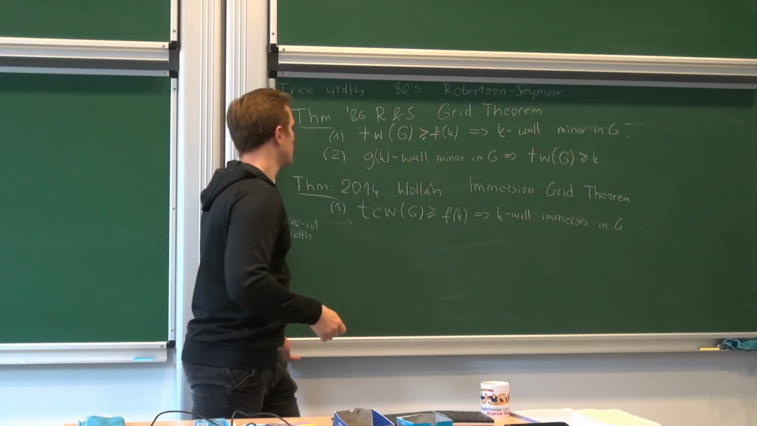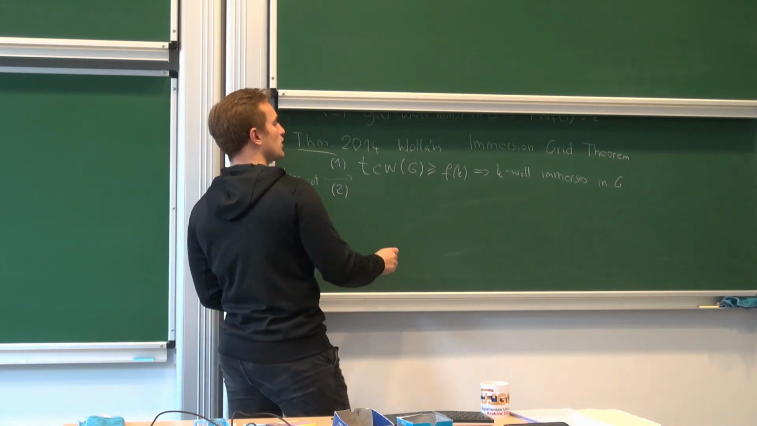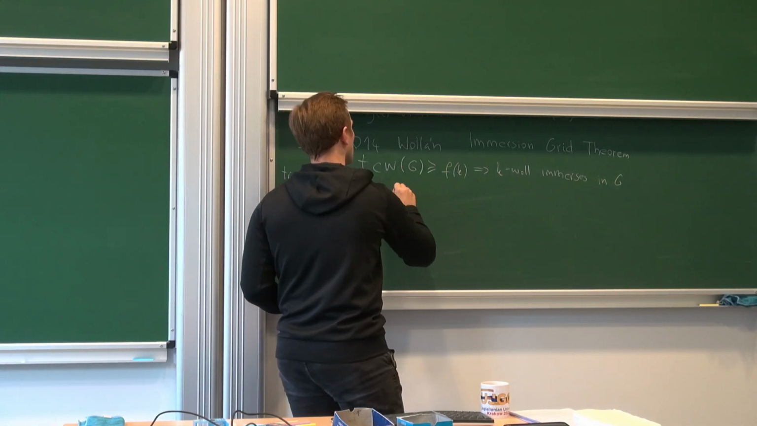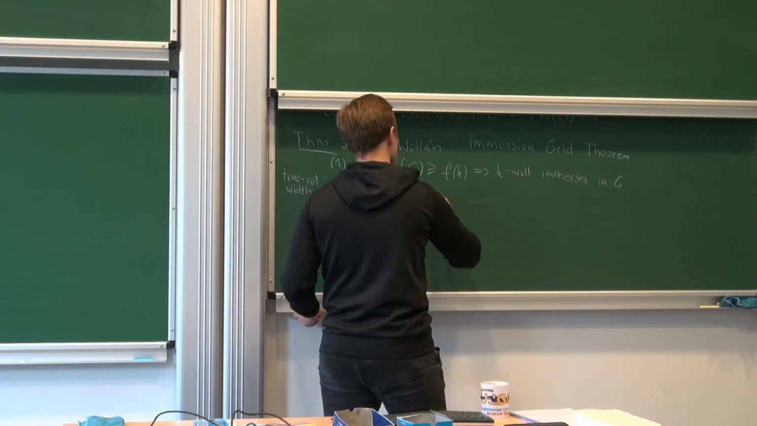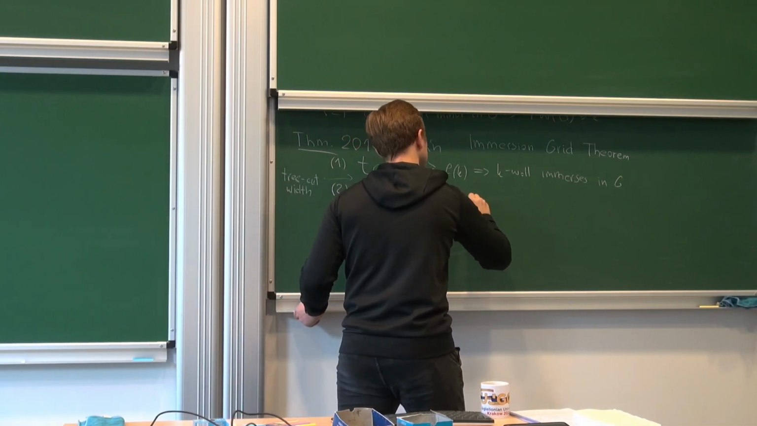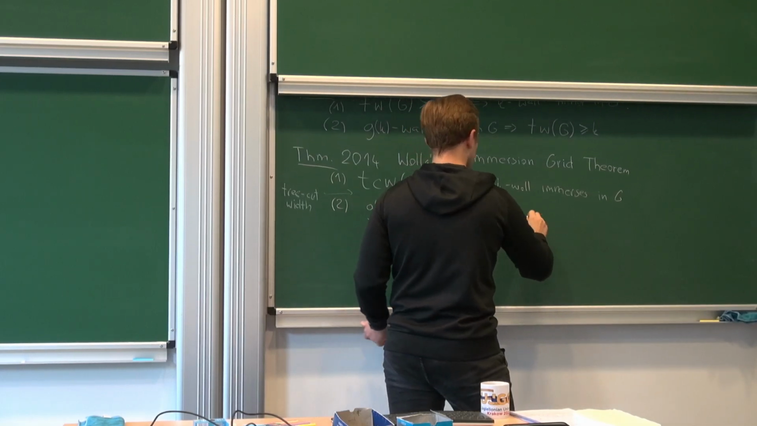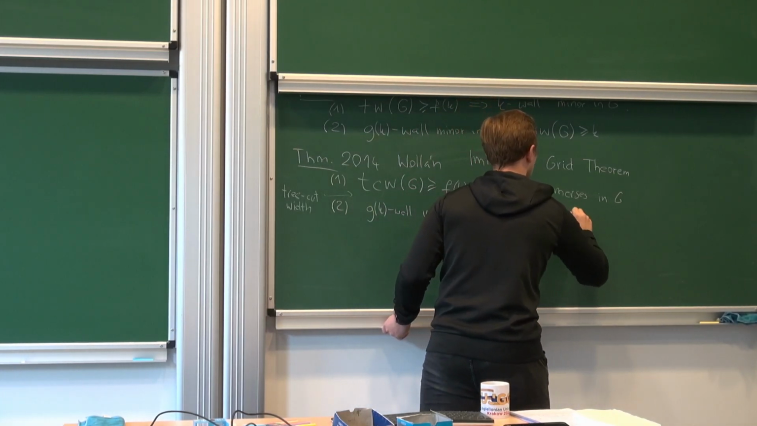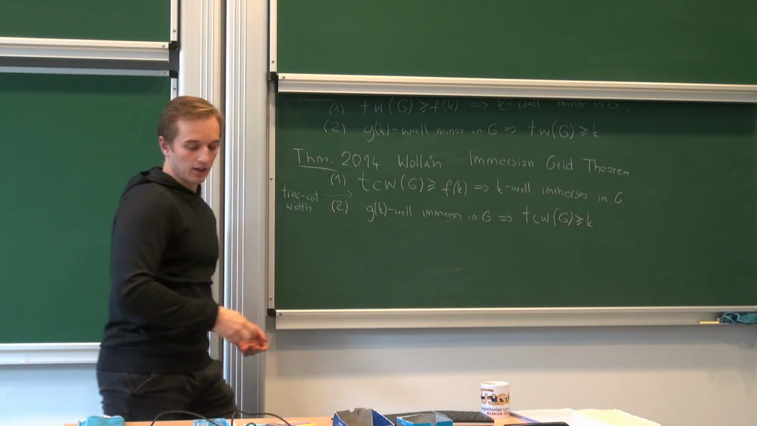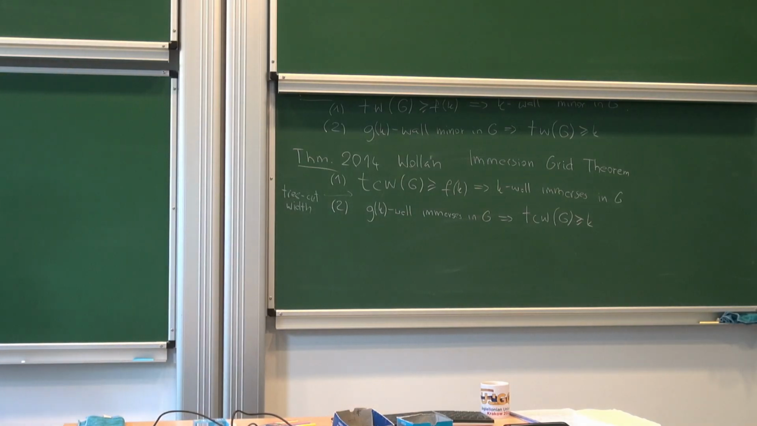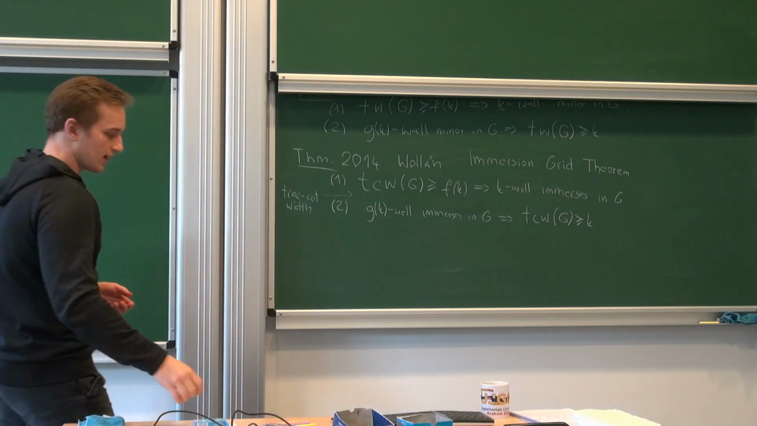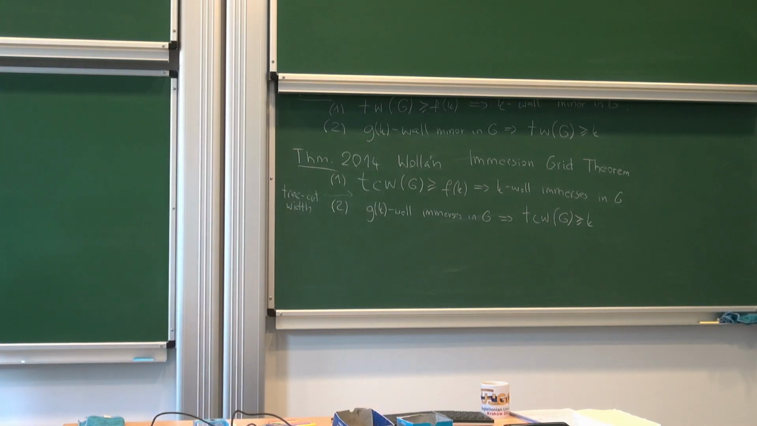And dually, if a sufficiently large wall immerses in G, then the tree cut width of our graph is at least k. So don't worry if you don't know what an immersion is. I will introduce it in just a bit. And okay, so this is the first ingredient of motivation for this talk, the immersion grid theorem.